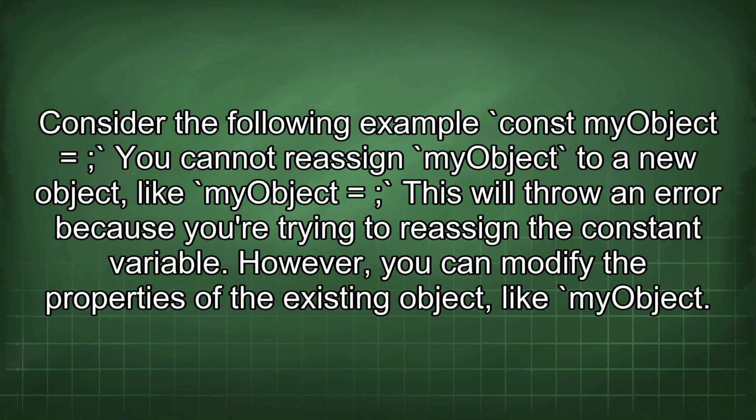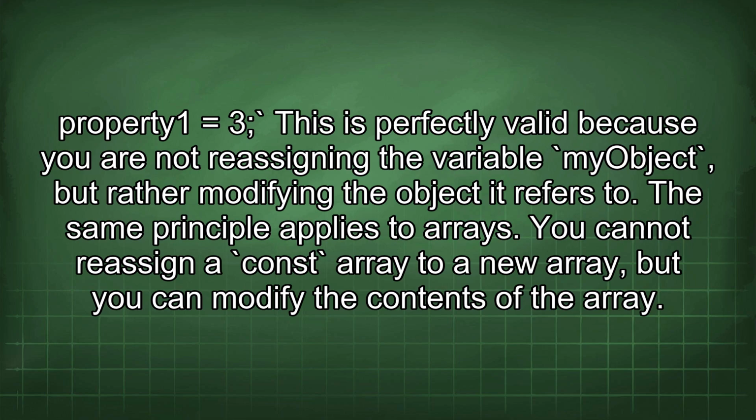Consider the following example: const myObject = {property1: 1, property2: 2}. You cannot reassign myObject to a new object, like myObject = {property3: 3}. This will throw an error because you are trying to reassign the constant variable. However, you can modify the properties of the existing object, like myObject.property1 = 3. This is perfectly valid because you are not reassigning the variable myObject, but rather modifying the object it refers to.